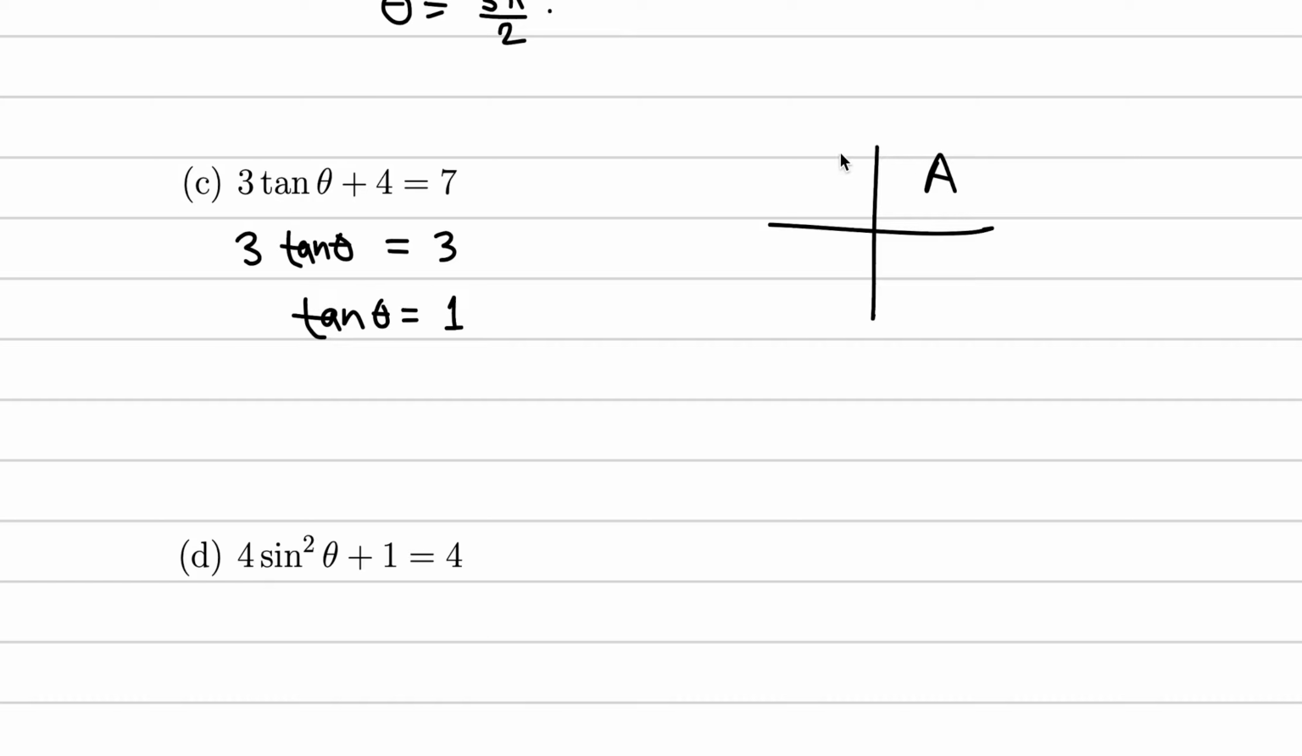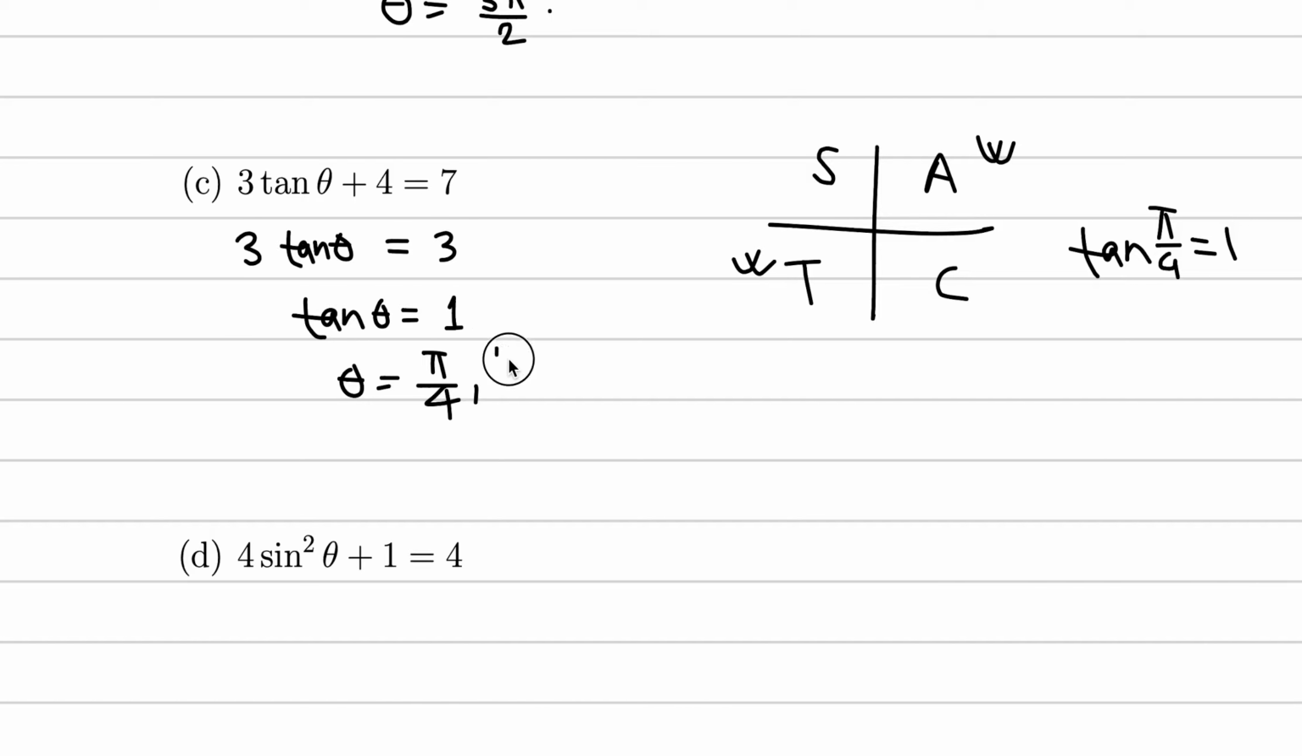Tangent is positive in the first and third quadrants, so here and here. We know that tangent of pi over 4, in the first quadrant, is 1. So one of the angles is theta equals pi over 4. And the opposite of pi over 4 on the unit circle is 5 pi over 4.